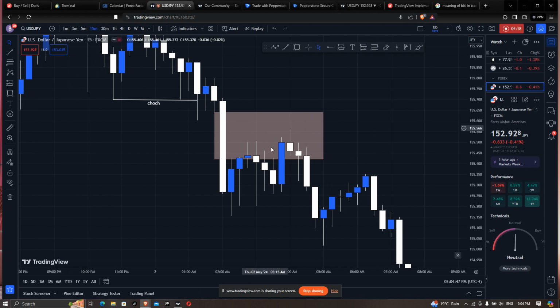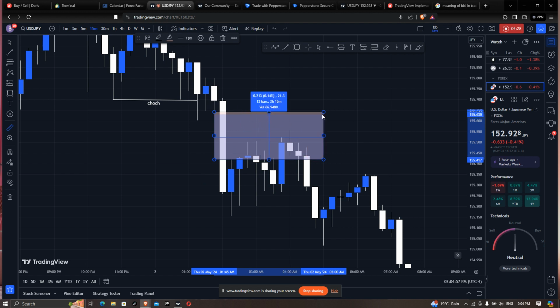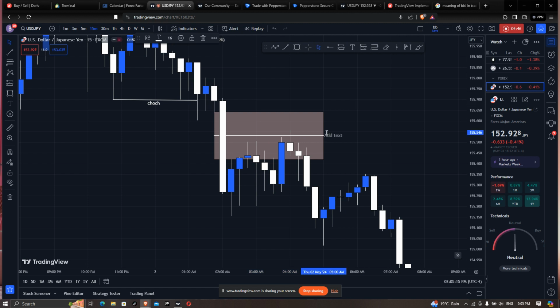And for this big bearish fair value gap, you can choose to pick your ruler and try to map out the center of that ruler and make it straight. Then this is what we usually call the consequent encroachment.